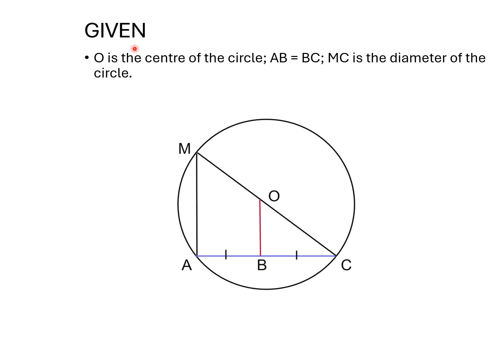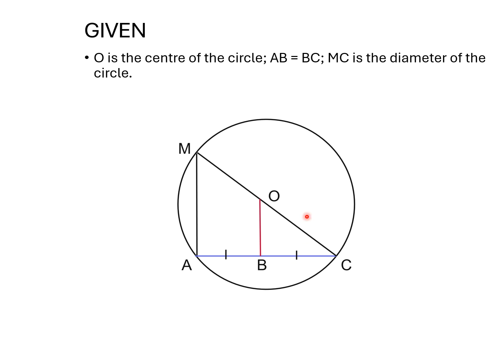So given: O is the center of the circle, AB equal BC, MC is the diameter of the circle. That is what's given to us. I didn't type out the questions, I'm just showing you what is given. If O is the center of the circle, I assume you know that MO equal OC. So on the one side I have two sides that are equal, and on the other side I have two sides that are equal.